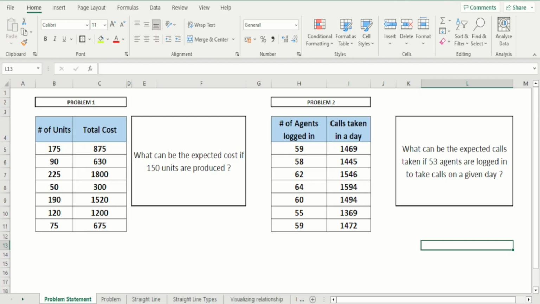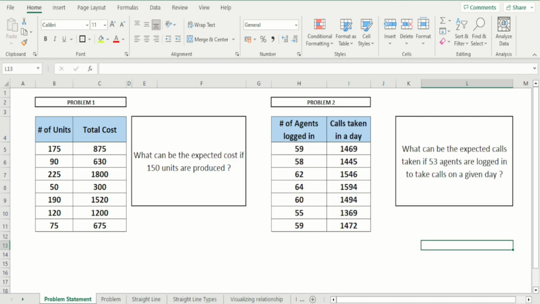Hi everyone, welcome to another tutorial on using Excel. In this video, we'll look at an intuitive introduction to estimation or regression using Excel tools. This will only be a primer, and a lot of the technical aspects of regression will be reserved for future videos. We'll start off by looking at a couple of different problems that we generally tend to encounter.